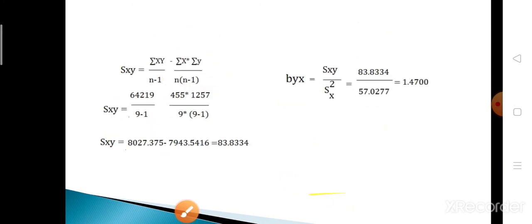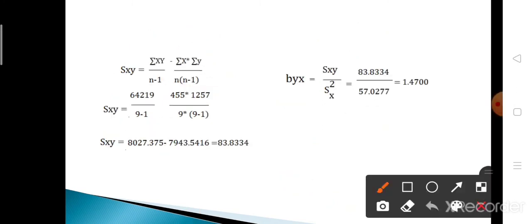Now the sxy. What is the formula for calculating sxy? The formula is summation xy divided by n minus 1, minus summation x into summation y divided by n into n minus 1. Summation xy value is 64219 divided by n, which is 9, minus 1. Summation x is 455 and summation y is 1257, divided by 9 into 9 minus 1.